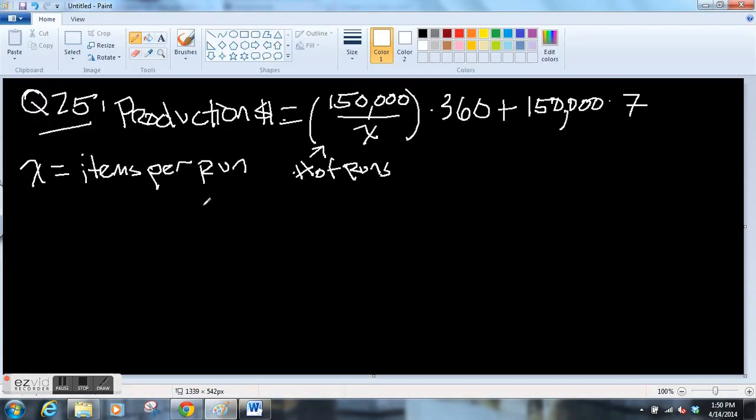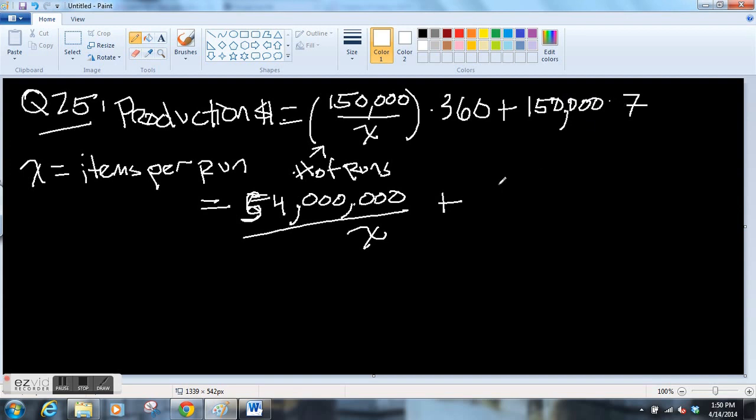So when you simplify this all out, you get 150,000 times 360, that's 54 million, divided by X, plus 150,000 times 7, which is the easy breezy 1,050,000. These numbers are a little clunky to work with, but they're not otherwise offensive.